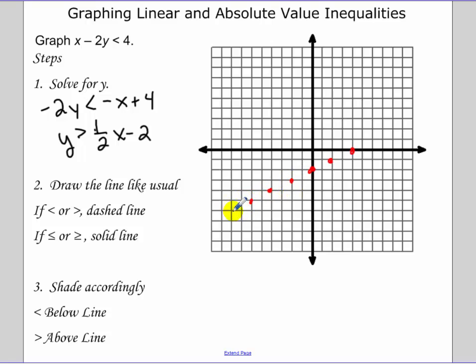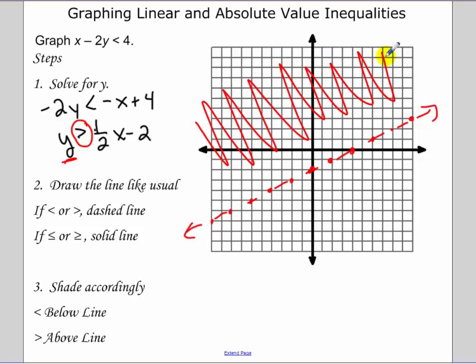Now this is the part that not only I forget to do, but a lot of students forget to do. I'm just putting a lot of points on there. They need to remember dashed line. So it's a dashed line. So now that I have this dashed line, I need to figure out where I'm going to shade. As long as the y is on the left, this symbol right here is greater than. So that means I'm going to be shading above the line.